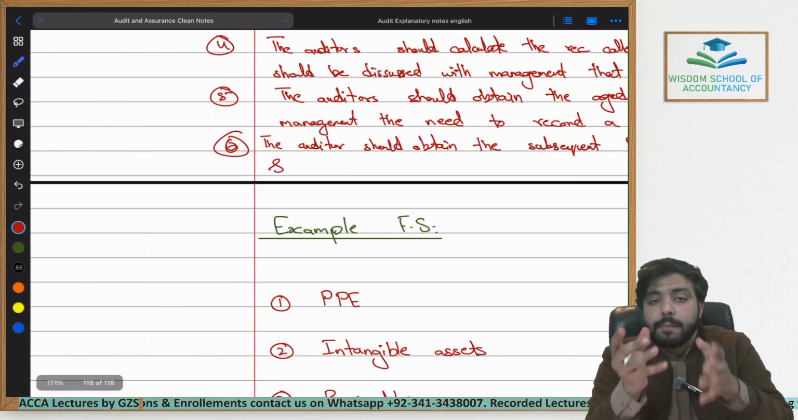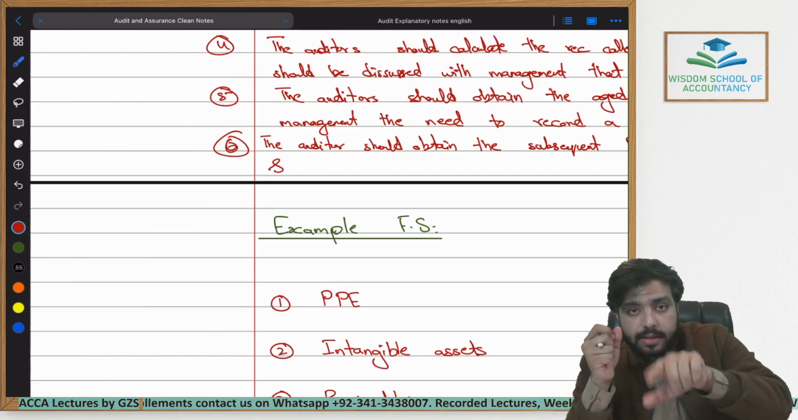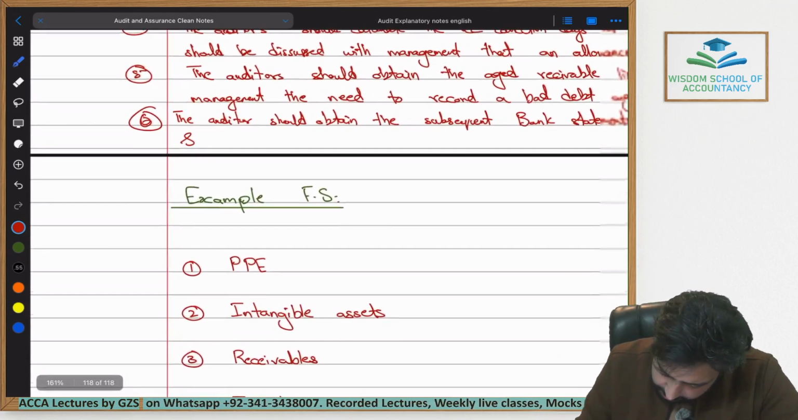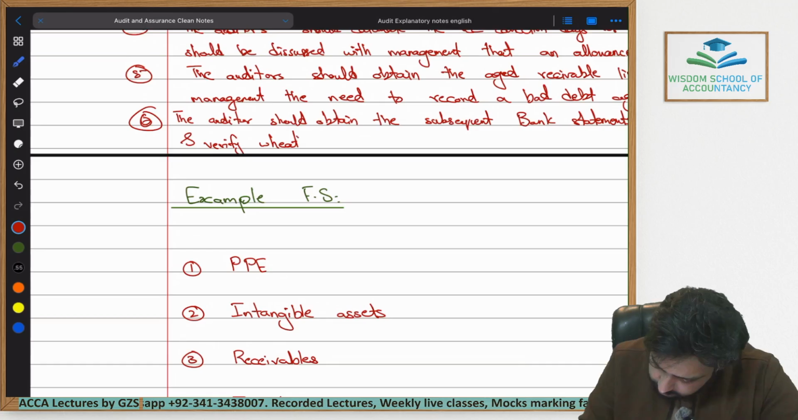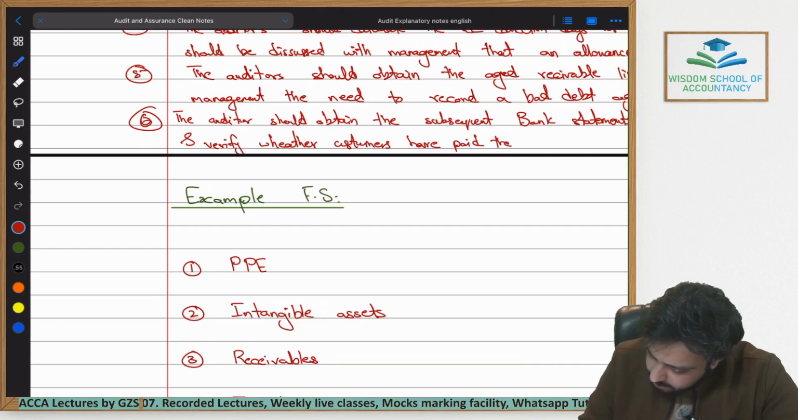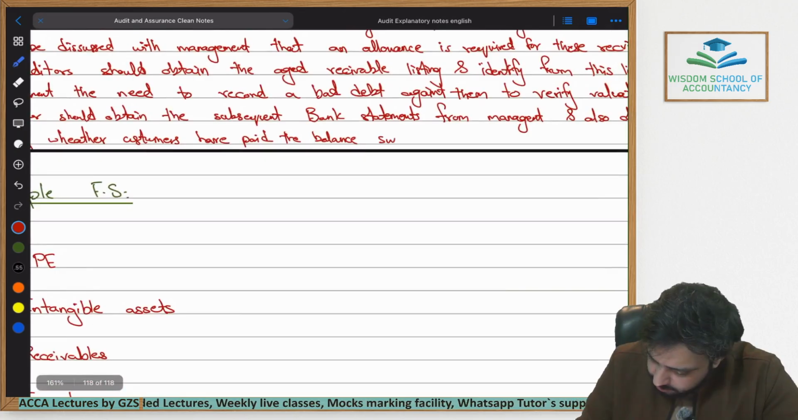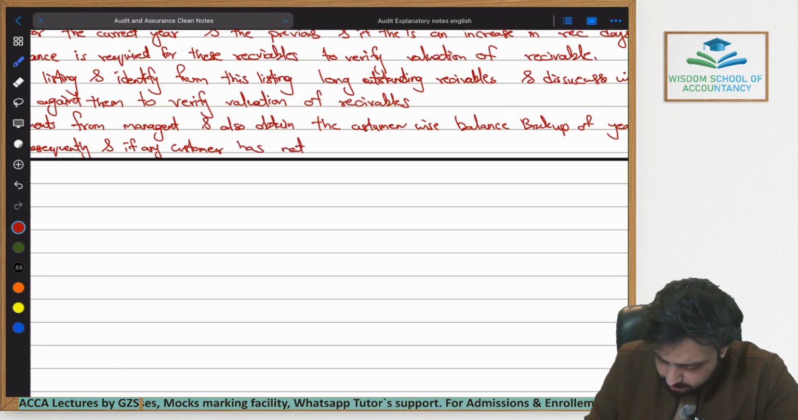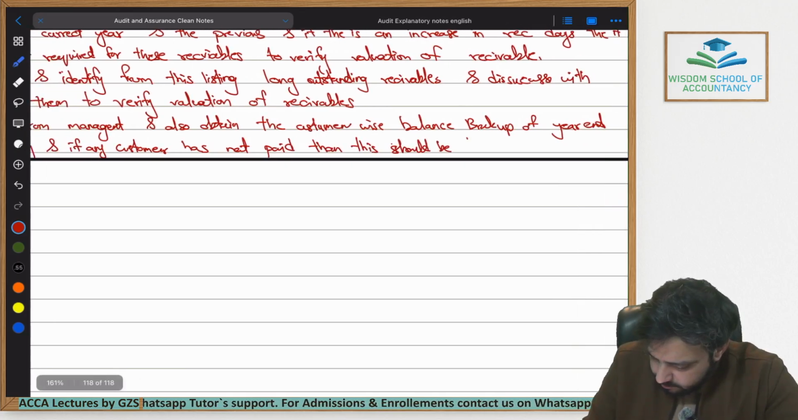And now what action will he take? He will compare, he will verify whether the customers which owed the balance at the year end have paid the company in the subsequent bank statements. Those who have not paid, it has to be discussed with the management that a bad debt has to be recorded against it. And verify whether customers have paid their balances subsequently, and if any customer has not paid, then this should be discussed with management.